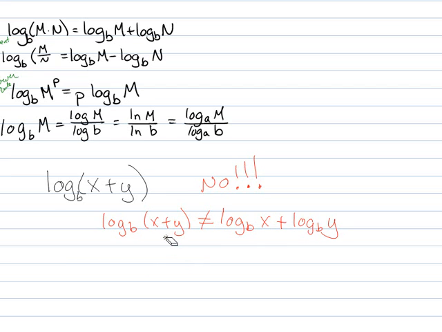For the same reason, for example, that you would never say 3 plus 4 squared is the same thing as 3 squared plus 4 squared. Or hopefully you never would, right? Because this is 7 squared, or 49, and this is 9 plus 16, that's 25. So those are clearly not equal.